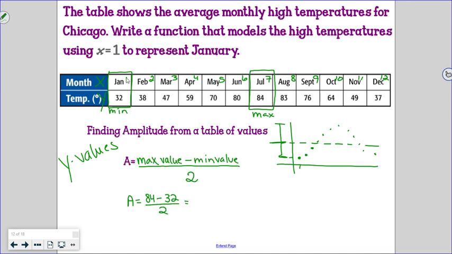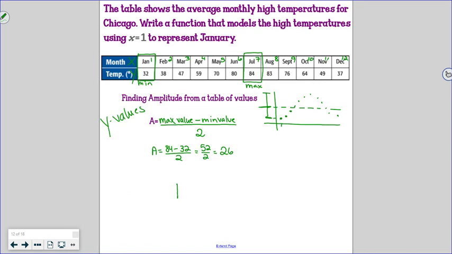Okay, so 84 minus 32 would be what? 52. Divided by 2, 26. Okay, so we're just going to work our way through all 4 letters. There's A. Max minus min divided by 2.